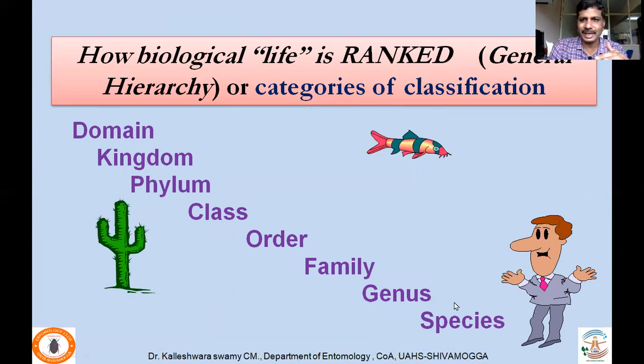Although we know about these 8 different categories which are used when you are doing a superficial classification, like domain, kingdom, phylum, class, order, family, genus, species. So species is ultimately the lowest point, the basic unit of classification. So this is the general way of ranking or categorizing the classification.